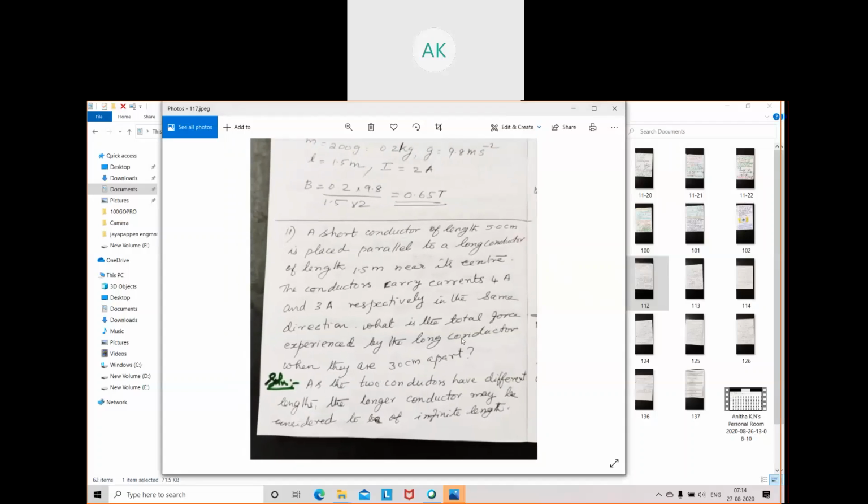Here two conductors carry current in the same direction. What will happen? Is it attractive or repulsive? It will be an attractive force for the same direction. If the direction is opposite, the force between them will be repulsive.